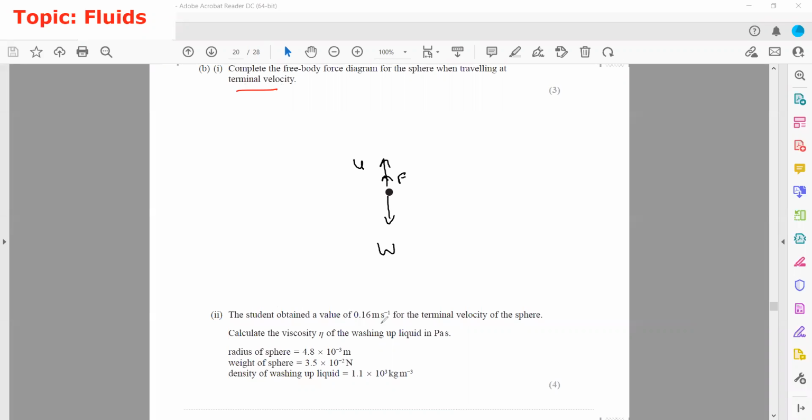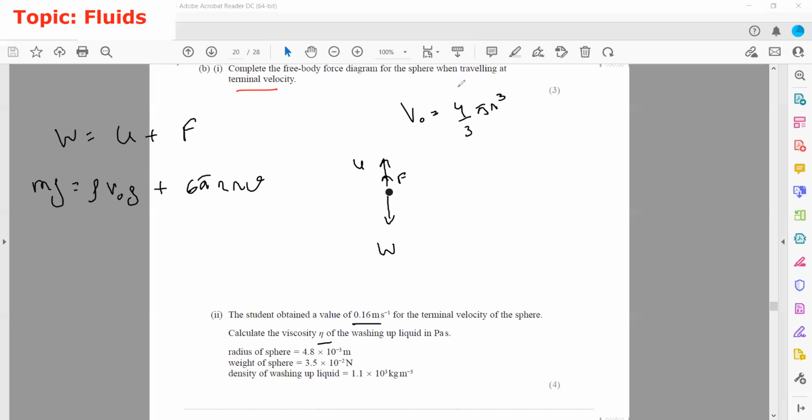The student obtains a value for the terminal velocity and calculates the viscosity. The radius of the sphere is given, the weight of the sphere and the density of the washing up liquid are also given. So we can use a formula here. We can say the weight is equal to upthrust plus the viscous drag. Weight is equal to mg, upthrust is equal to the density of the fluid times the volume of the object times gravity, and viscous drag or drag force is given by the formula 6 pi eta r v. Because it's a sphere, remember the volume of the object is always 4 by 3 pi r cubed. Stokes' law is applicable for a sphere moving at a slow speed, that is a condition.